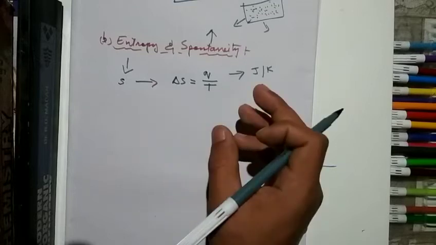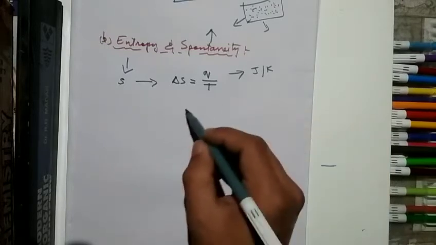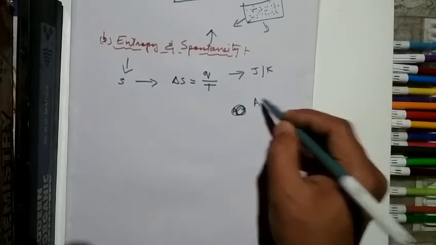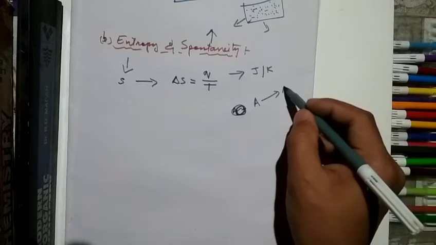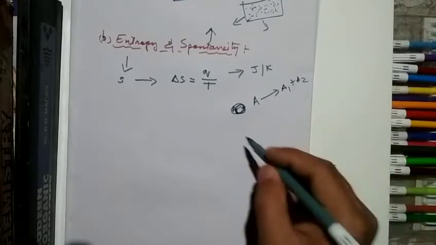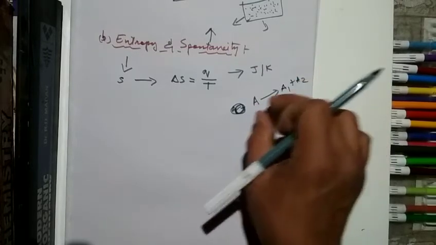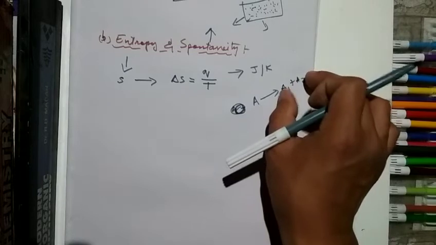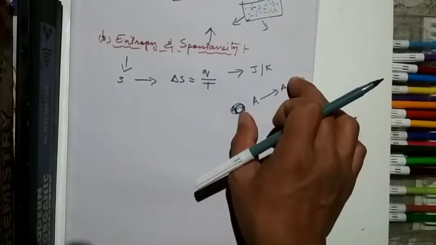Now for better understanding of entropy, let's discuss some examples. In a chemical reaction, we can take molecules, ions. Suppose A breaks into A1 and A2. That means there is an increase: from 1 it becomes 2 molecules, so randomness increases, which means entropy increases. This is one example.